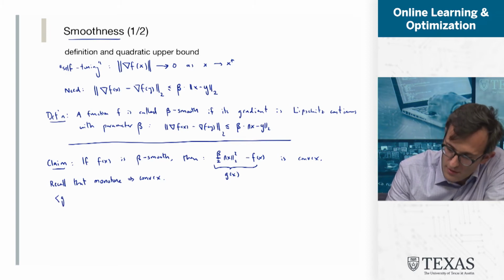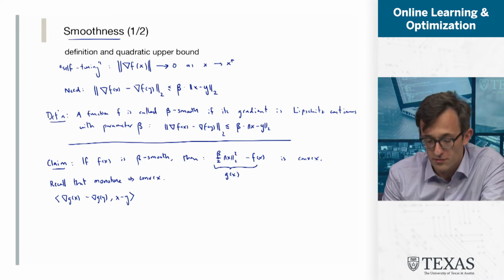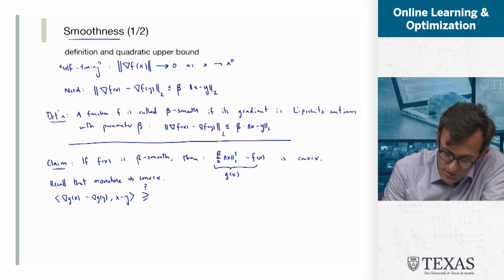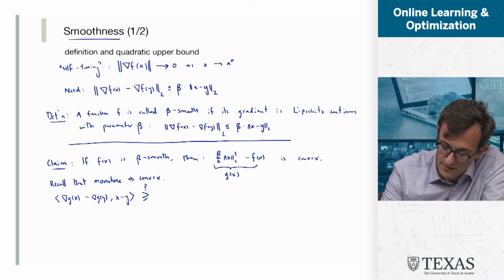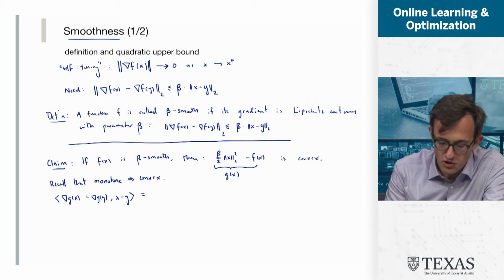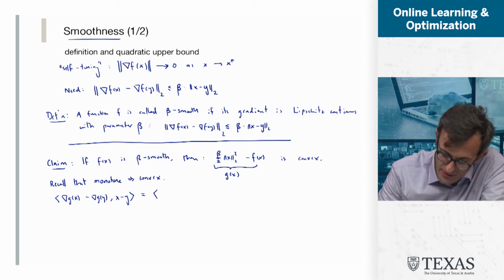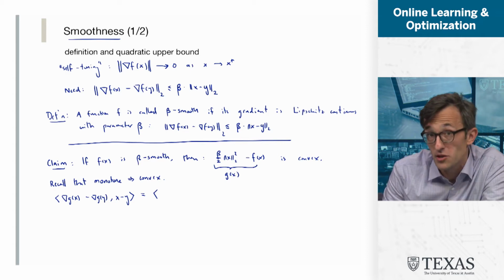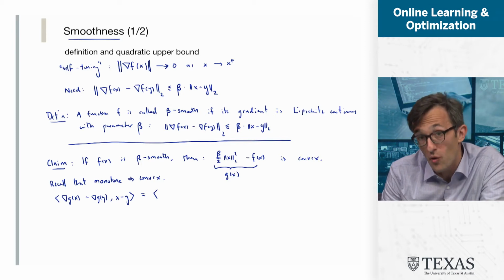I need to show that the gradient of g of x minus the gradient of g of y, dot product with x minus y, is greater than or equal to 0. This is what I want to show, and this is equivalent to convexity. So let's see how we can derive this relationship. Just plugging in what gradient of g is, and rearranging a little bit. Gradient of g is equal to beta x minus gradient of f of x. Gradient of g of y is beta y minus gradient of f of y.